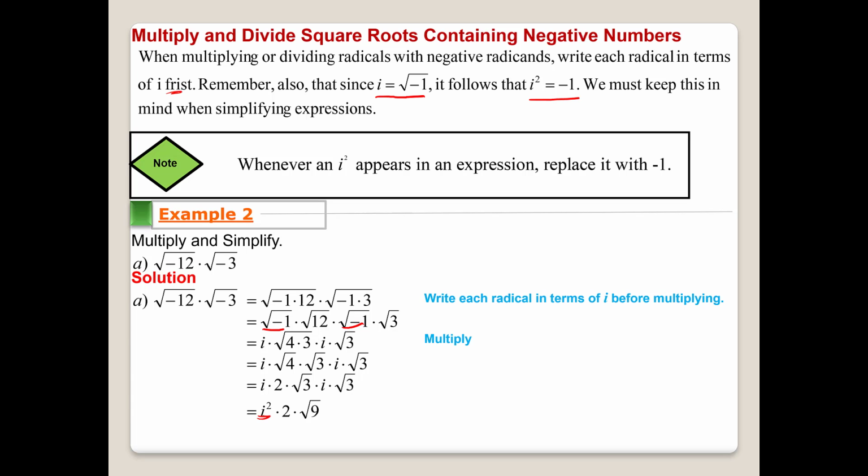Our i squared is going to turn into our negative 1. But before we do that, let's go ahead and break down this square root of 9. We should get a 3 out of that, right? So we should get i squared times 2 times 3. So therefore we should get a negative 1 times 2 times 3, which should give us a negative 6 overall. Okay? And so therefore, as we did, we're simplifying this. Negative 1 for your i squared times 6, and we get our negative 6.